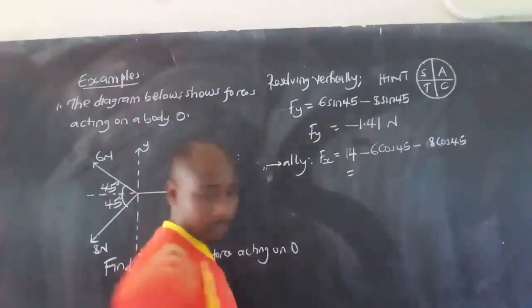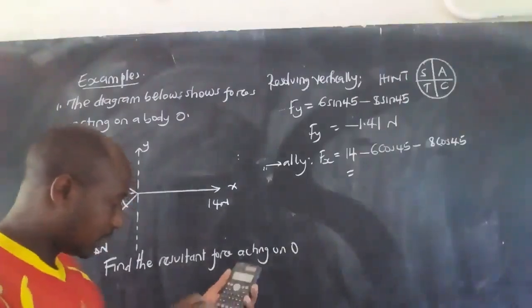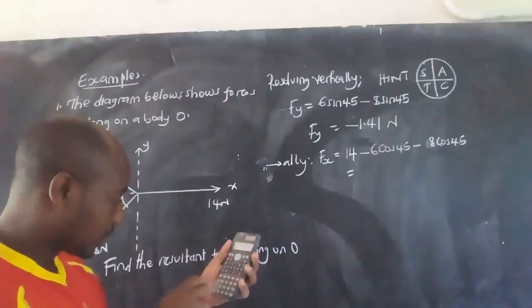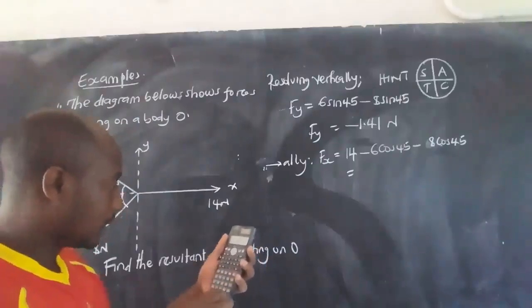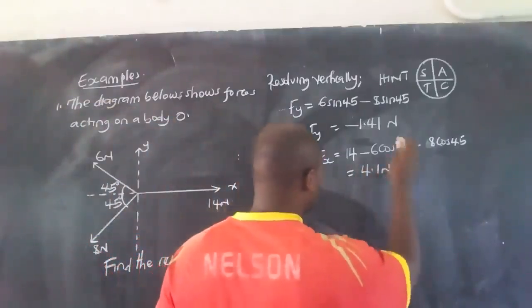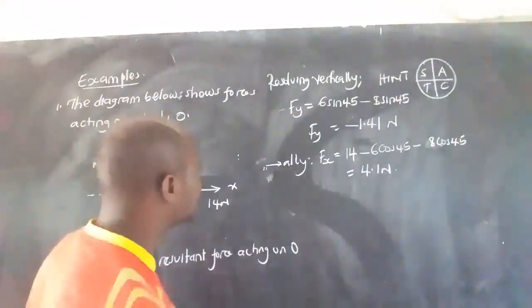So here we shall be able to get our answer as 4.1. Or we can even use a calculator. That is 14 minus, this is 14 cos what? Cos 45. It is 4.1. Now let's draw the diagram showing how the forces are acting.